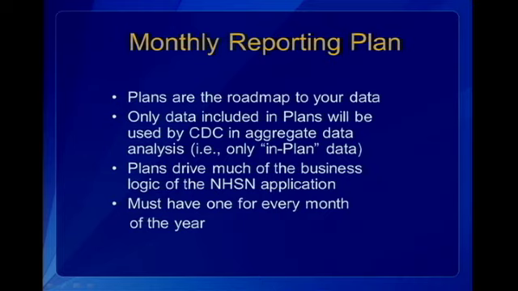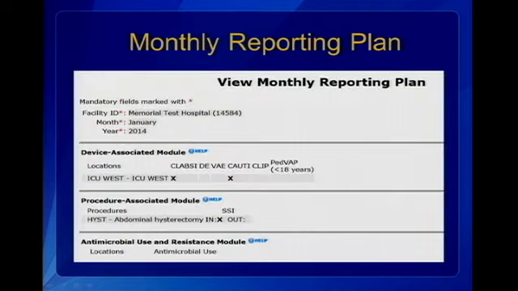And you must have one, it's month to month. So you have to have COLOs in every month that you're following those. So this is what your monthly reporting plan would look like if you had a look at it, this one being ICU West. And you can tell that they're following CLABSIs, CAUTIs, and they're just following inpatient hysterectomies.